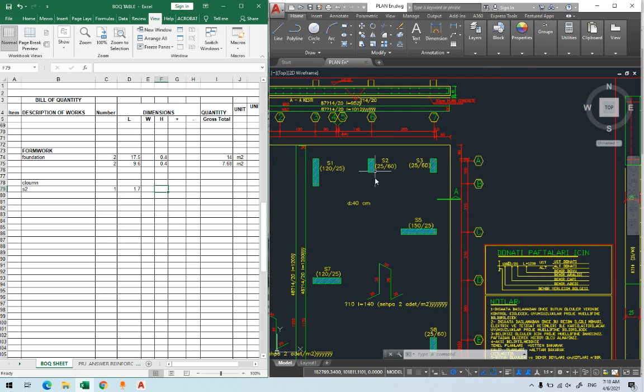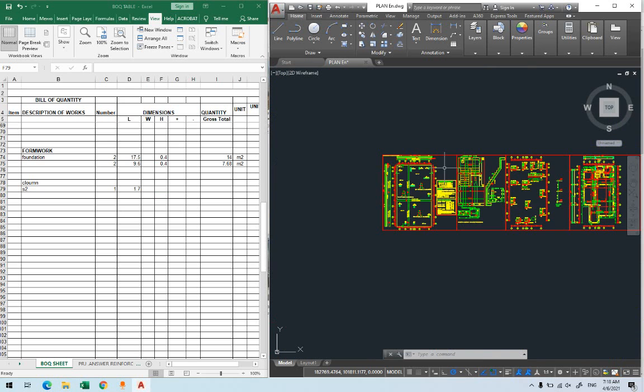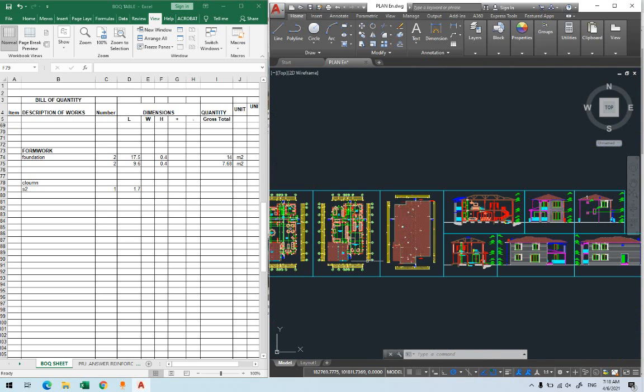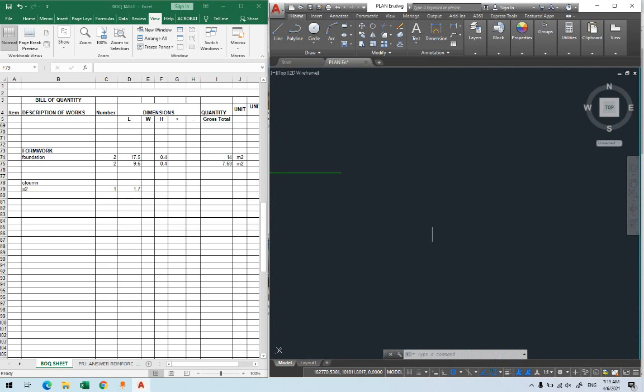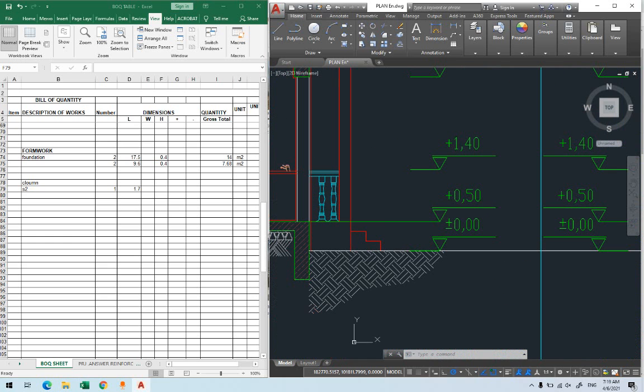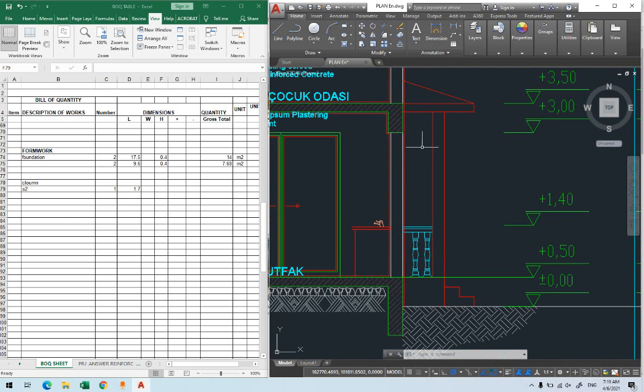We already know the height of column S2. We said starting from where? According to the sections, we know it starts from the level 50. It goes up to the bottom of the beam.